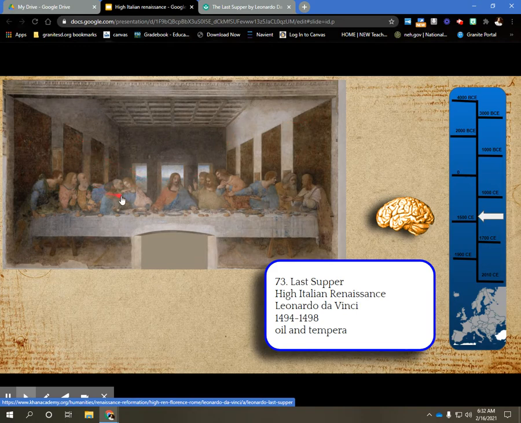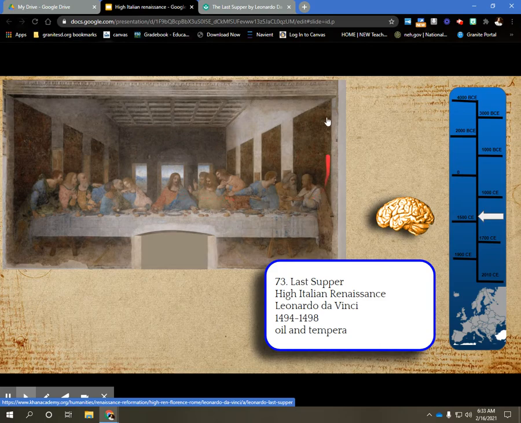Okay. He has 12 apostles, and he's grouped them by three. So there's 4 groups of 3, and they're all reacting. This is the moment when Christ says, "One of you will betray me." And he wanted to capture those reactions. And so when he wanted his people to look real, he would go out into the streets of Milan and just study people and sketch them for days and days and days to try and find the best faces to use in this.